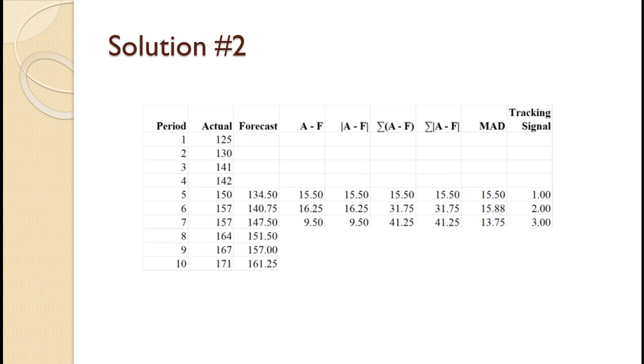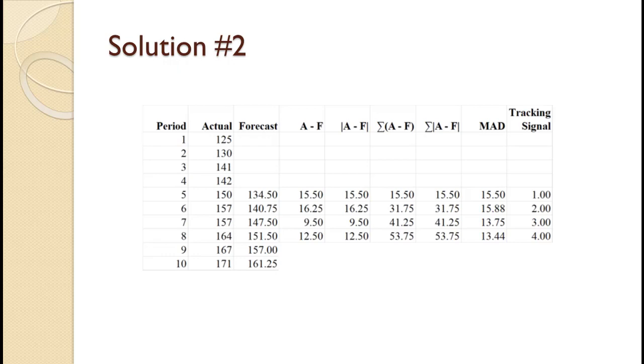The cumulative absolute value A minus F is 31.75 plus 9.5 equals 41.25. The MAD is the cumulative absolute value A minus F value of 41.25 divided by 3 equals 13.75. Finally, the tracking signal is the cumulative A minus F value of 41.25 divided by the MAD of 13.75 equals 3.00. For period 8, 164 minus 151.5 equals 12.5.